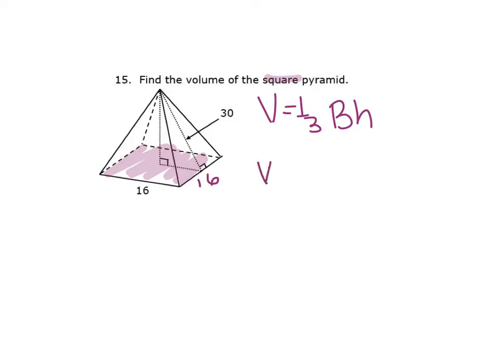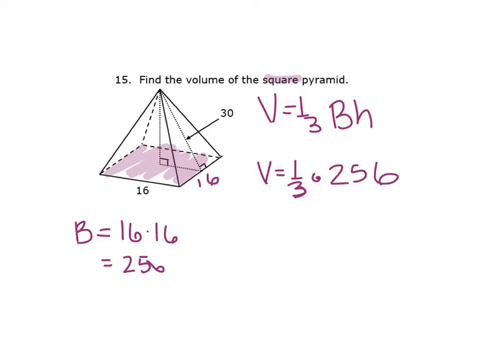So volume is going to be equal to 1/3. Our base, area of the base, is going to be 16 times 16, which is 256. So we're times 256. Then the next part is going to be that height.